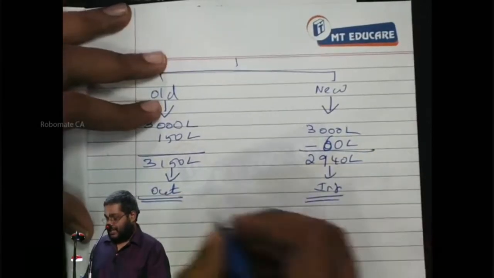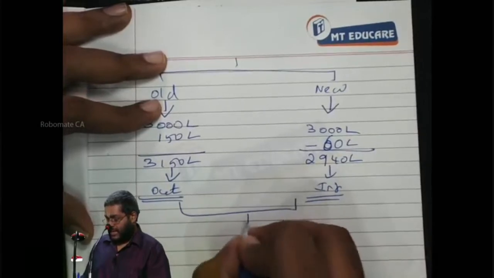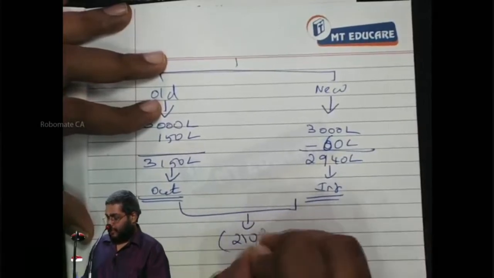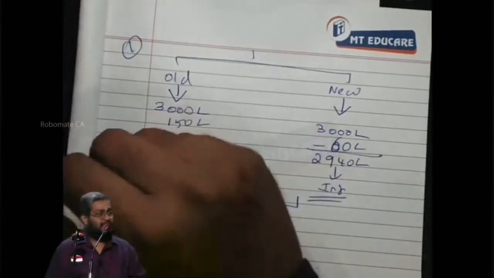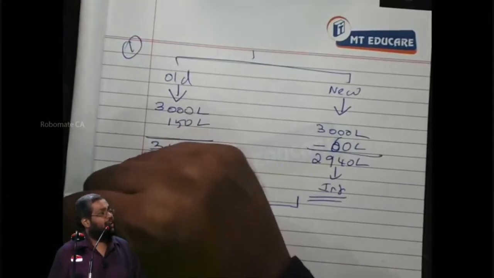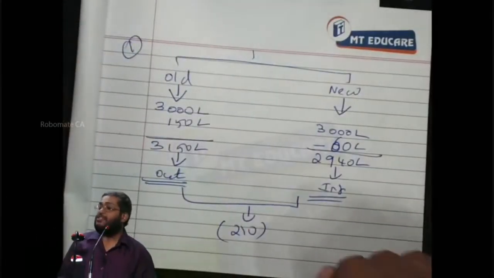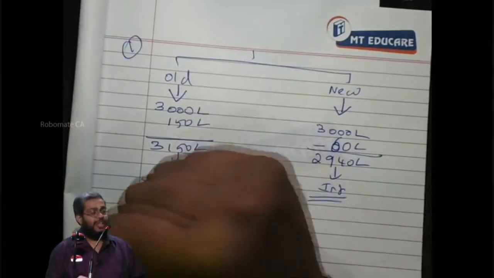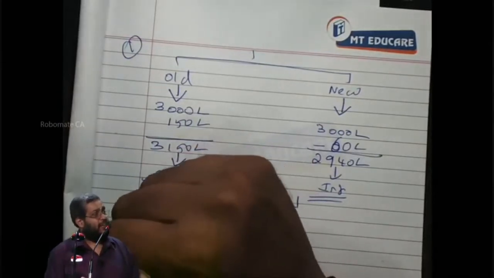Tell me, what is the extra outflow I'm going to have? It is going to be how much lakhs here? 210 lakhs. Inflow, outflow. This is year 0, initial investment. Are you following? To save the future years' interest, this money I have to spend today as an initial investment. Everybody following or not?